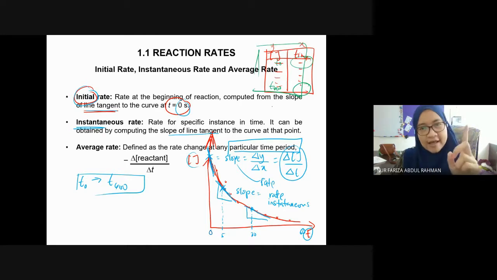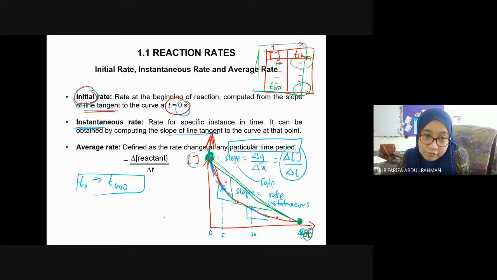Betul tak? Another option, if you are asked to use your graph to find the average rate, macam mana? Katalah again 0 sampai 400. Macam mana you nak use your graph to find the average rate? By right you kena ada 2 points. Satu at 0, satu at 400. Next, you connect these 2 points. You find out the slope. The slope represents the rate.